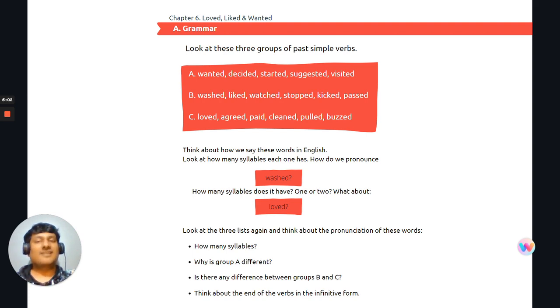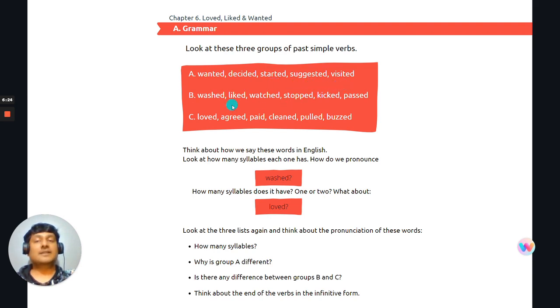So I again will ask you to pause the video and think of the infinitive form, write it down, and when you come back, I'll give you the answers. Welcome back. Let's start with A. The answer for wanted is want. The next word, decided, is decide. Started is start. Suggested is suggest.